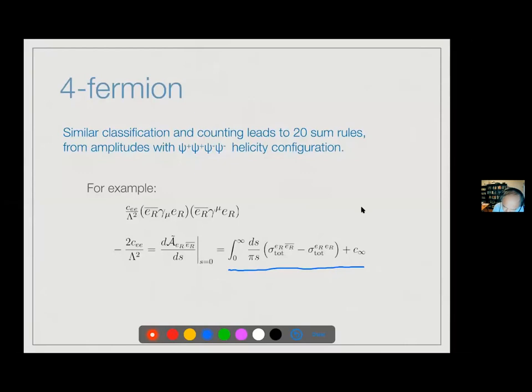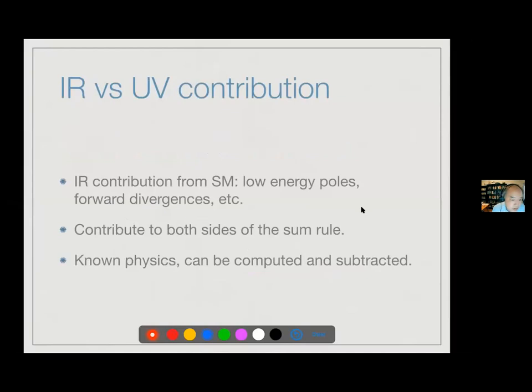Okay, so let me go on to comment on certain aspects of these sum rules, right? The real valuable part of the sum rules is to give us some information about the UV completion, about new physics, right? But at the same time, when you calculate a 4-point amplitude, everything contributing to that 4-point amplitude should enter. In particular, there are infrared contributions from the standard model. The standard model has small mass particles, so they can give you low energy poles, for example, and they have massless particle exchanges. There are forward divergences, for example, which will contribute to the boundary term, and so on.